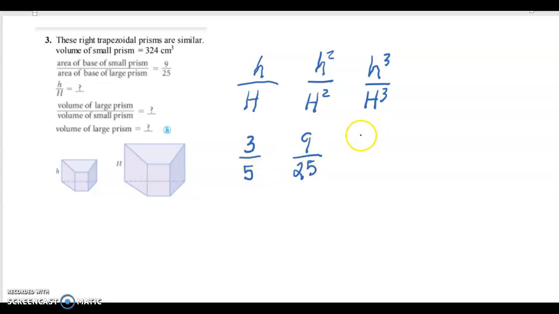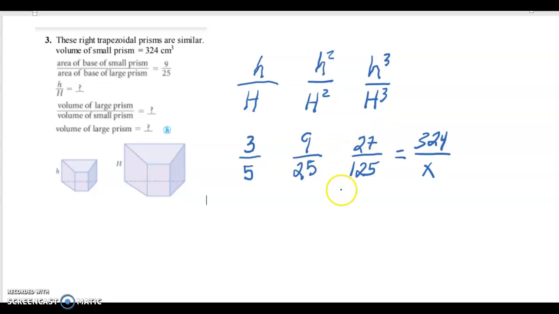We know that the volume dimension, therefore, is going to be 3 cubed, which is going to be 27, over 5 cubed, 125. So we know that is the ratio of the volumes for these similar figures. And we're told the volume of the small prism is 324. So we'll take this and we'll put 324 centimeters cubed over the volume of the large prism.